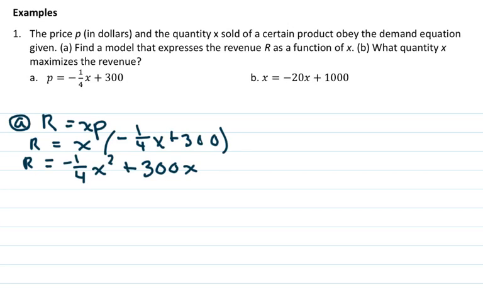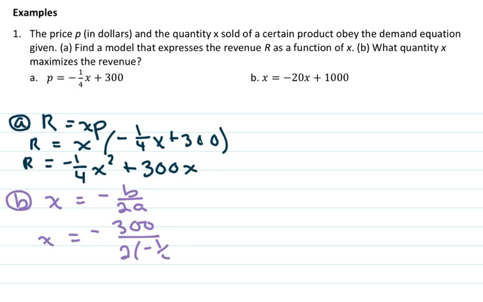For part B, they want you to figure out what quantity maximizes the revenue. If you want to find the maximum of something, you're really looking for the vertex. And in this form, remember to find the vertex, we use the equation X equals negative B over 2A. So all we have to do is plug all these in. X equals negative B, which is 300, divided by 2 and A is negative 1/4. If we simplify this, we end up getting 600. So if we want to maximize the revenue, we need to sell 600 units.